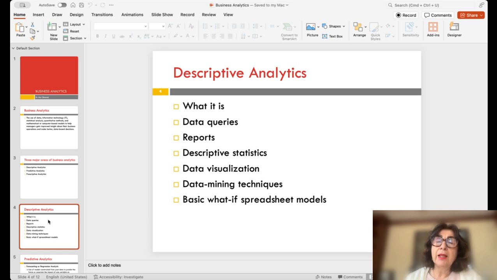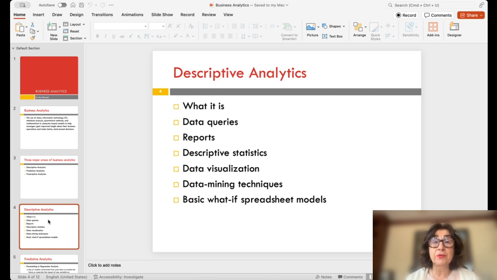This is going to tell us what it is that our data is telling us. We are going to do data queries. We're going to understand our data in the best possible way. And then we are going to create reports. These reports are going to include all the descriptive statistics, such as the mean, the median, the variance of our data. And we are going to go one step further and we are going to visualize our data.